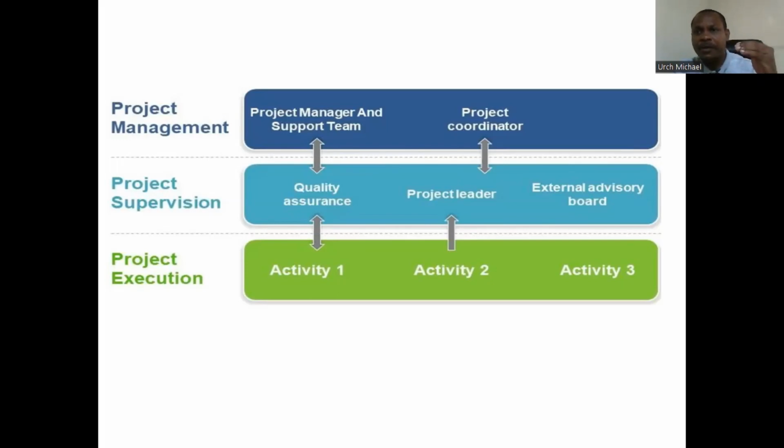Right. So if you go down a level, you see the project supervision level, where the first activity is quality assurance and the second activity is the project leader. The quality assurance is to make sure that you're going in line with the quality requirements that have been stipulated for this project. You're not going off the quality requirement, you're going in line with it.